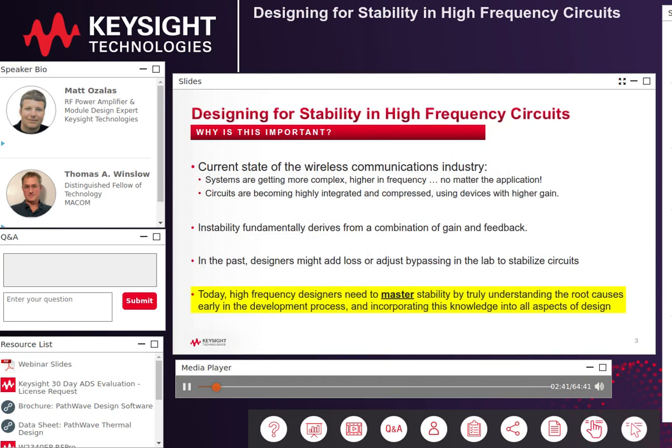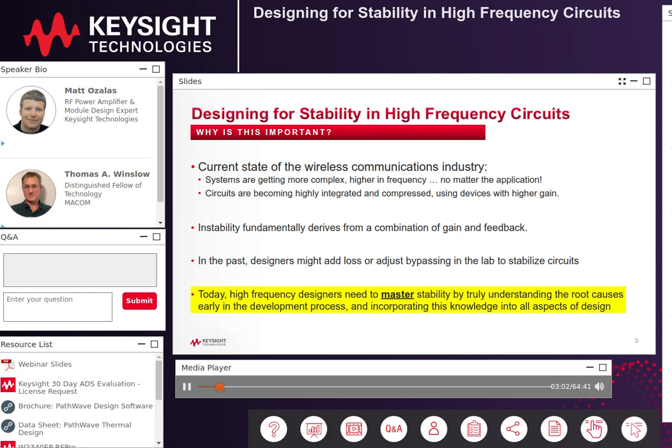I wanted to start the webcast off with a question, which is, why should you design for stability in high-frequency circuits in the first place? In the past, RF and microwave engineers used to go into the lab, add some bypassing and loss, and they could stabilize their circuits just fine. So why add yet another constraint to the design process up front?